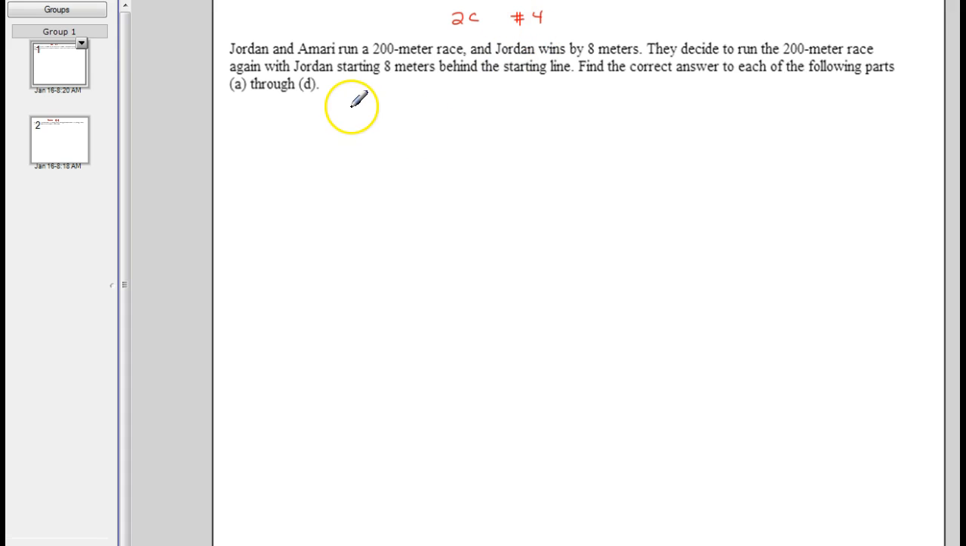This is problem number 4. So we got two people running a 200-meter race, and this guy Jordan wins by 8 meters. And then they decide they're going to do it again. This time Jordan's going to start 8 meters behind the starting line. And they're assuming that they'll finish at the same time because he won by 8 meters. Alright, so let's see what happens with this second race.